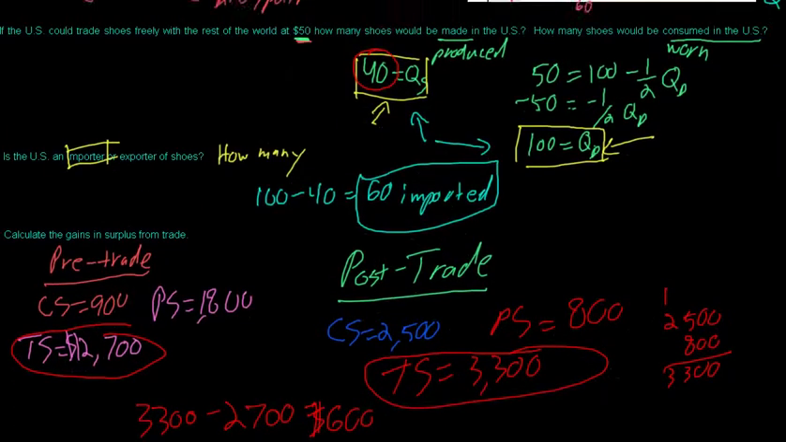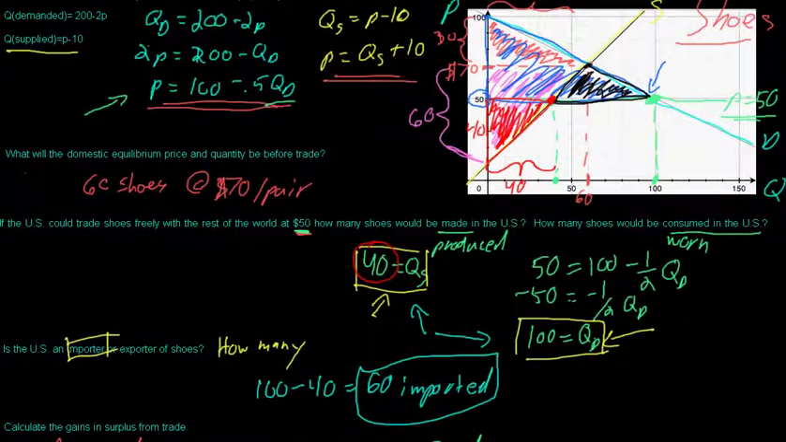And so let's see if we can go ahead and figure that out. So we would have a base of 100 to 40, which is 60, times from 70 to 50, which is 20. So this height right here is 20, and the base right here is 60. So then that will have an area of 600. And so this is the actual gains from trade.